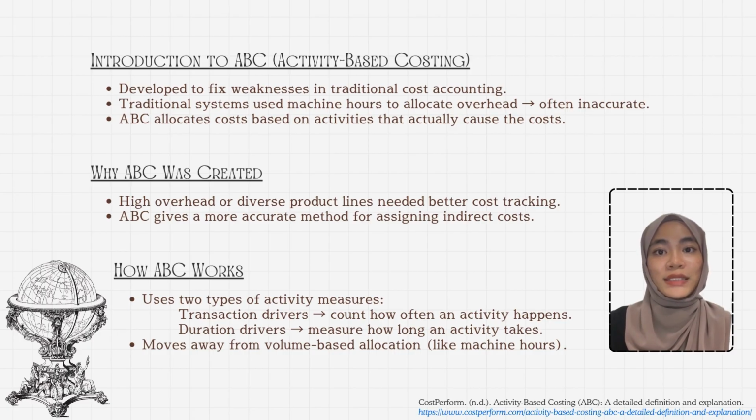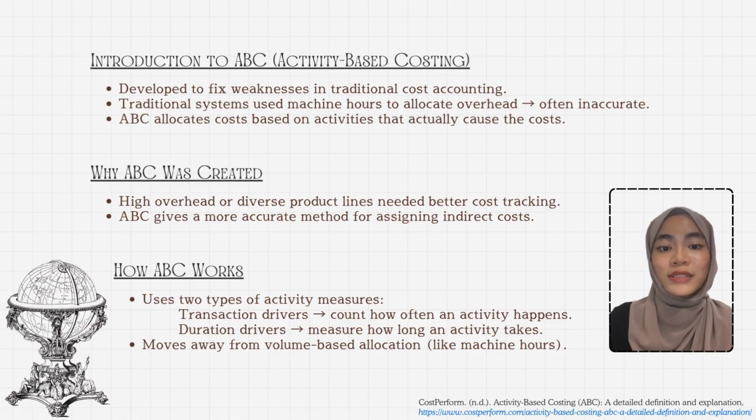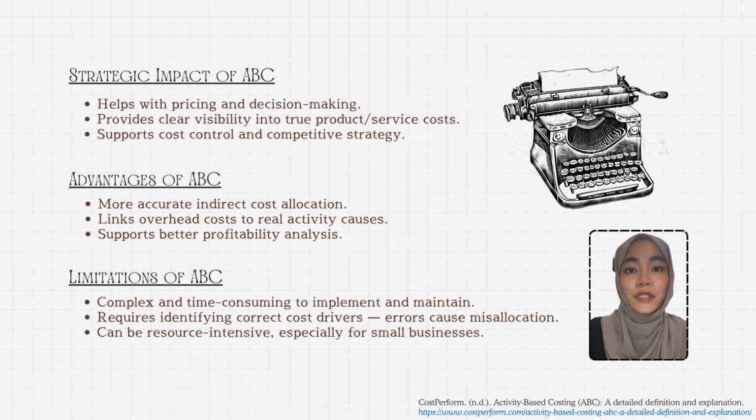ABC relies on 2 distinct types of activity measures, which are transaction drivers and duration drivers. Transaction drivers measure the number of times an activity occurs, while duration drivers record the time taken to complete the activity. By using these 2 measures, ABC moves away from traditional volume-based cost allocation methods. This allows it to more accurately link indirect costs to the varying levels of activity required by different products or services. Activity-based costing plays a significant role in shaping business strategy, primarily through its influence on pricing and decision-making.